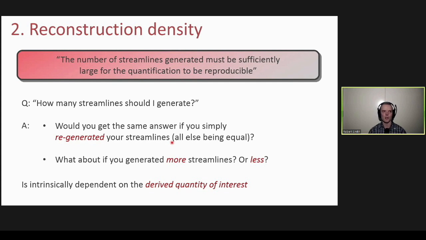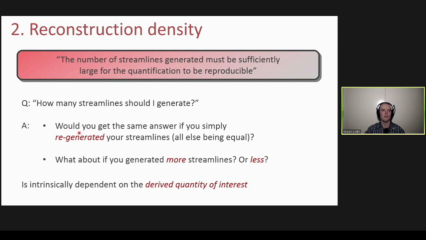The way that I like to conceptualize it personally is that if you generate some number of streamlines, you produce your connectome, you do an analysis. If you then regenerate that same number of streamlines, regenerate your connectome, redo your connectome analysis, and you get a completely different answer, then you don't have enough streamlines. If you're generating enough streamlines, that process should, to within some precision, produce the same result.